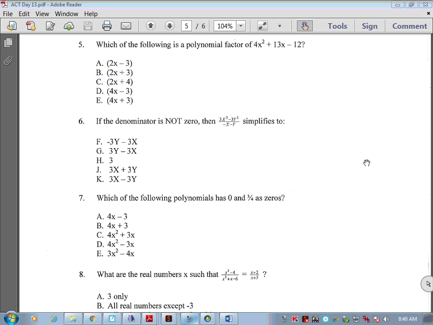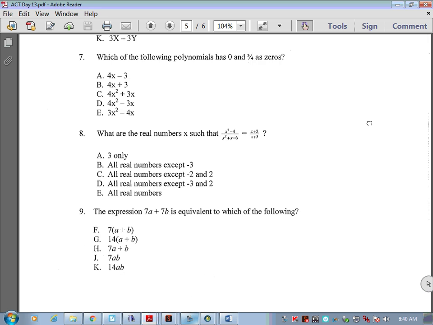All right. Let's see. 6, 7, 8, or 9. Nothing on that page? Kind of surprised me. You guys all did pretty good on 8 then.